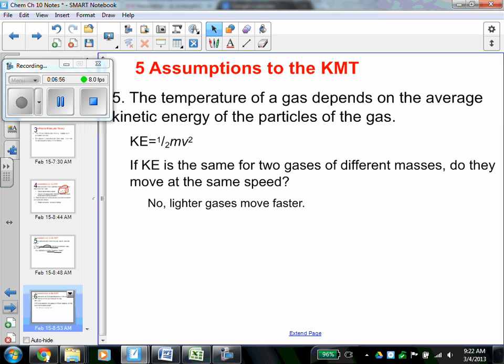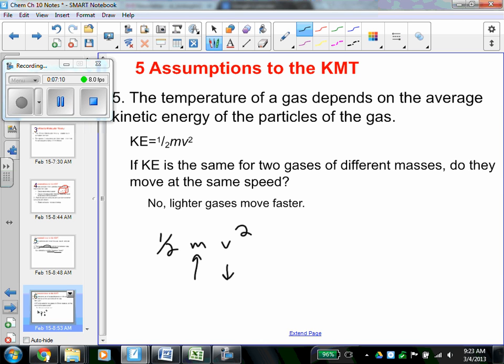So if two gas particles are at the same temperature, they are moving. If one particle has a large mass, you'll notice that if it's 1/2 mv squared, if one particle has a large mass, then it's probably moving pretty slow. And if a particle has a small mass, then it must be moving very quickly, as long as their temperatures, or their kinetic energies, let's say temperatures, are equal.